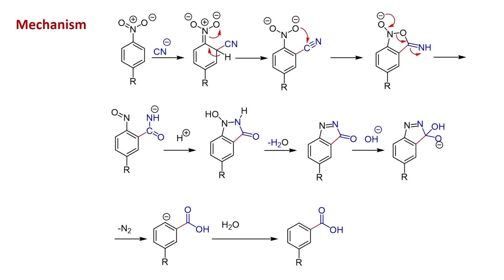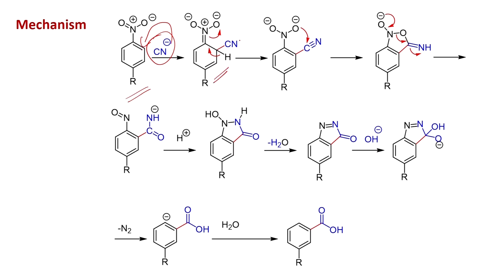Therefore, this reaction is not widely used for the preparation of compounds. However, for the mechanistic aspect, it's a very interesting reaction. Now let us look at the nitrobenzene. As we have seen, the cyanide can act as a nucleophile which will undergo addition to the aromatic ring at the ortho position. So you have this intermediate.